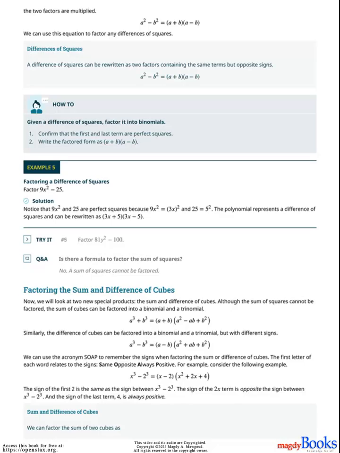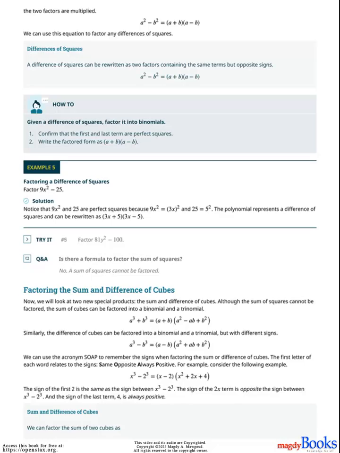Similarly, the difference of cubes can be factored into a binomial and a trinomial, but with different signs. a cubed minus b cubed equals (a minus b) multiplied by (a squared plus ab plus b squared).